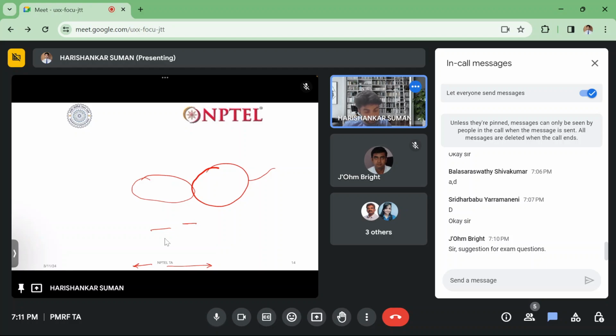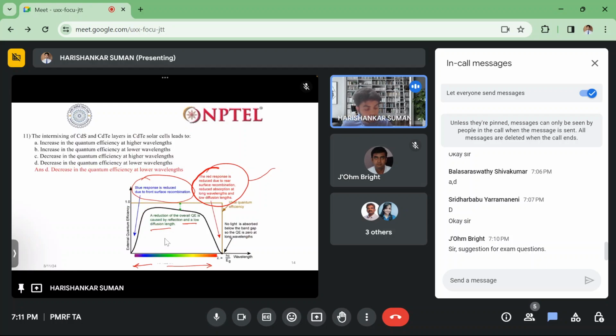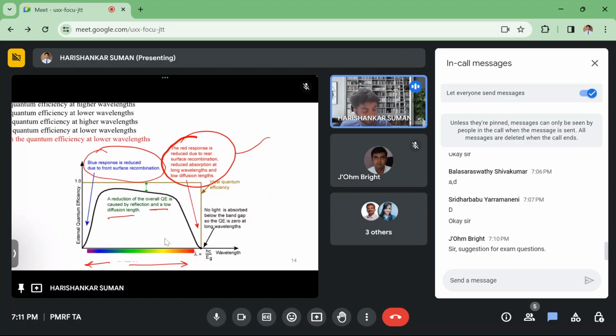And this is about the cadmium telluride solar cell and quantum efficiency. Please look carefully at this quantum efficiency curve. Which response is due to which recombination, and due to which the quantum efficiency is reduced.